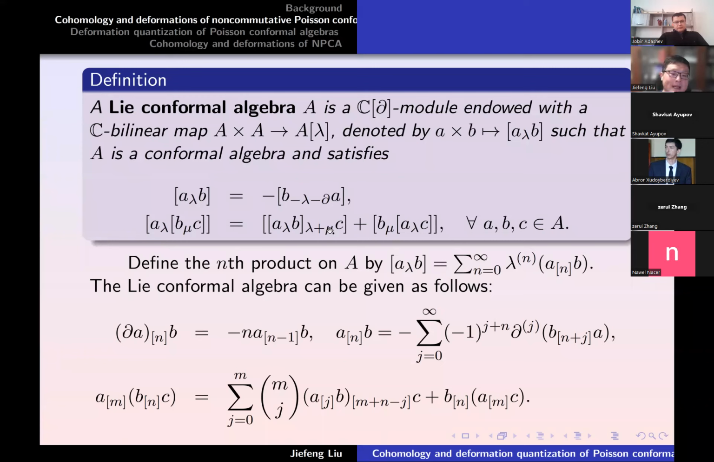Also, we can define the nth product on A by this formula. Then the conformal algebra can be given as follows.